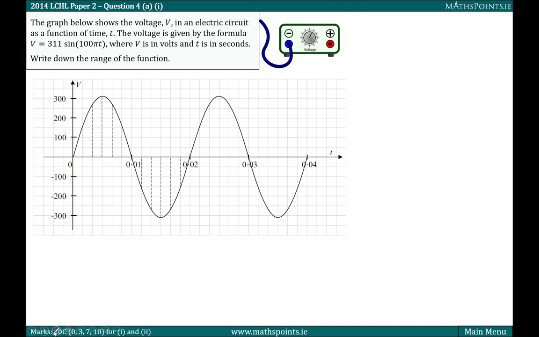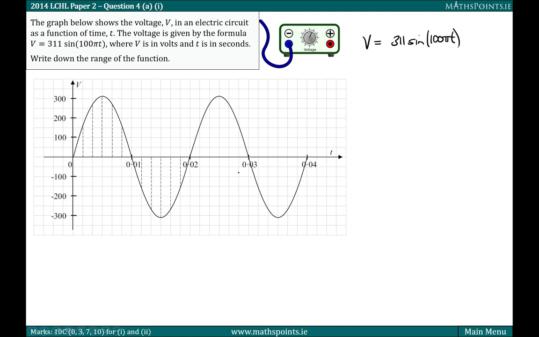Okay, so we have a real-world trig function question here where we've been given the voltage of an electric circuit. So the voltage is equal to 311 by the sine of 100 pi over t. We have a graph of it here, so we can see that the voltage starts at 0, it goes up. We'll see in a second that it goes up to 311, it comes down back through 0, down to minus 311, up back through 0 again, up to 311, and so on like that forever.